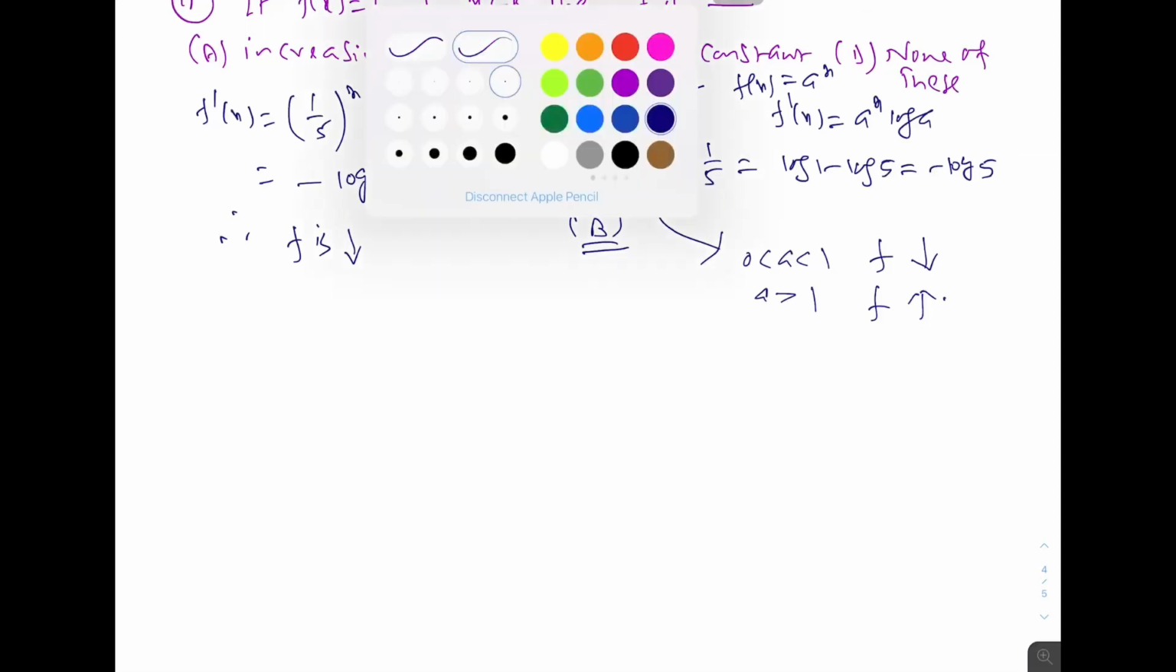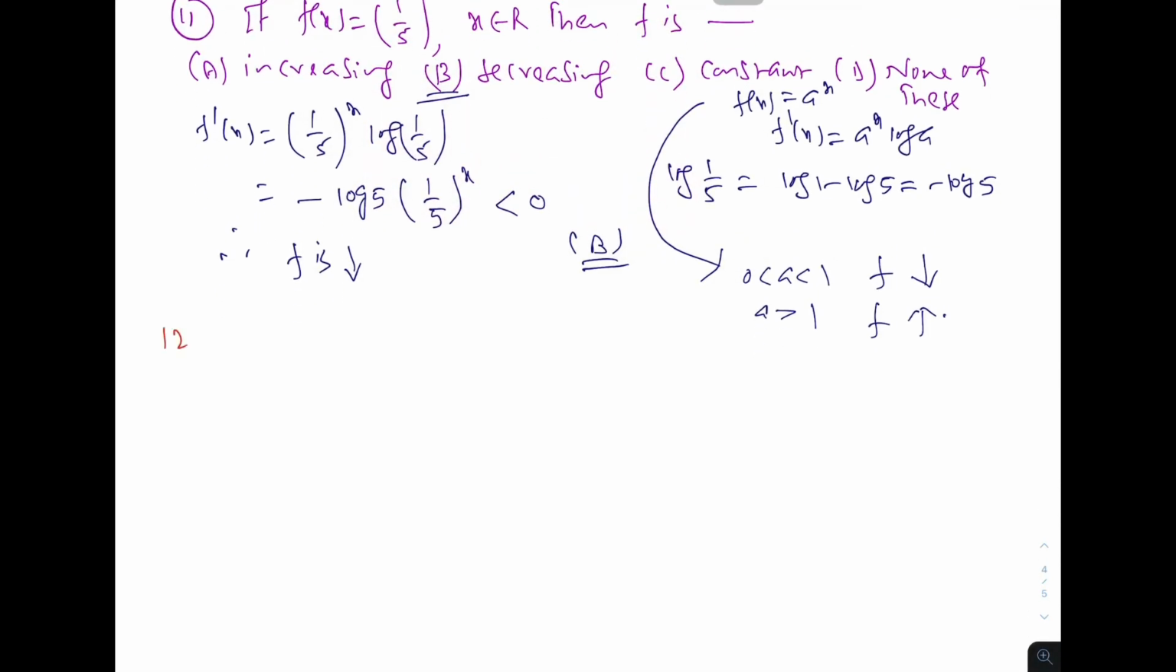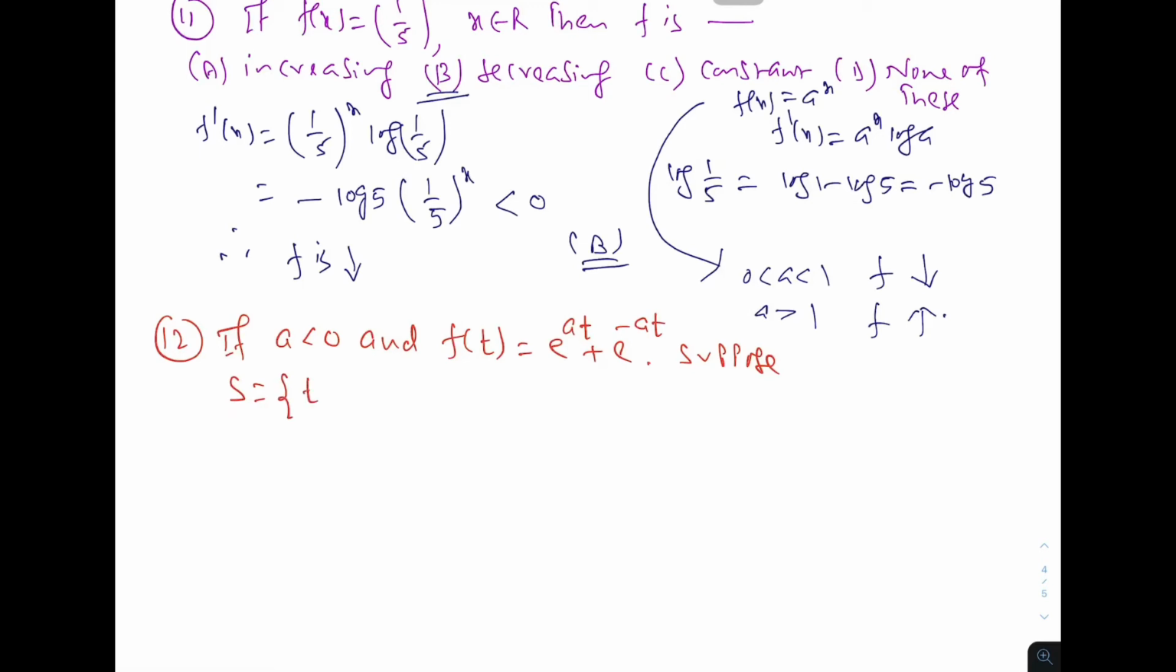Next let us take: if a is less than 0 and f of t equals e power a t plus e power minus a t. Suppose the set S is all t such that f of t is monotonically decreasing.